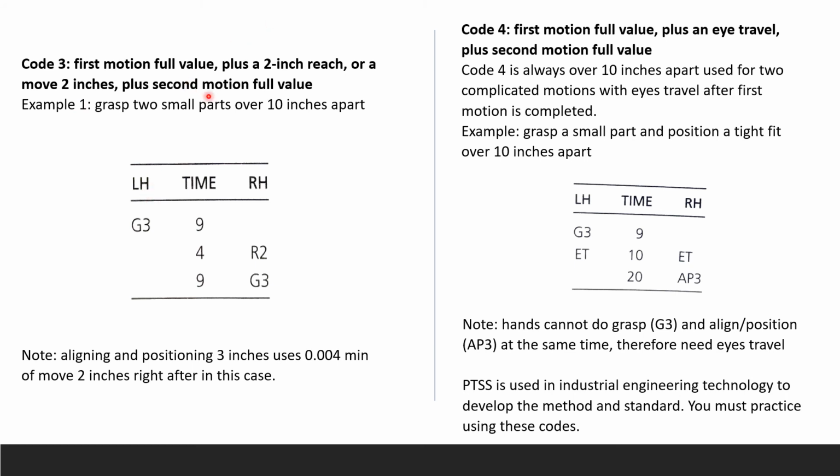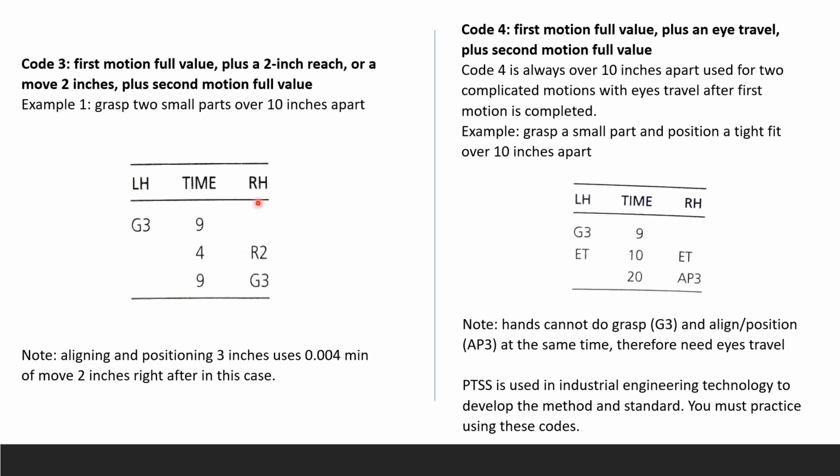Okay, so code 3, first motion, full value, plus a 2-inch reach, or a move 2 inches, plus second motion, full value. So example, grabs 2 small parts over 10 inches apart. Aligning and positioning 3 inches. Gonna use 0.004 minute of move 2 inches, okay? Right after in this case. And when you look at the time, it's using 0.009, 0.004, 0.009 again, because that's the same full value, okay?